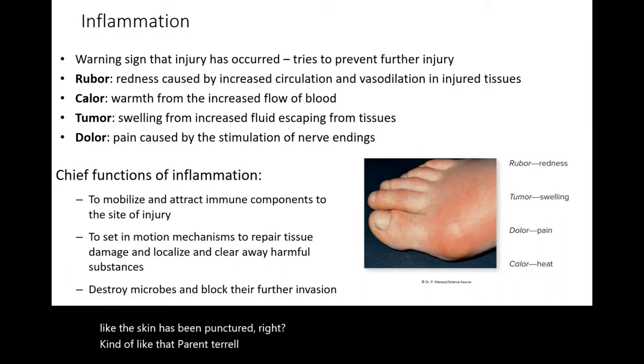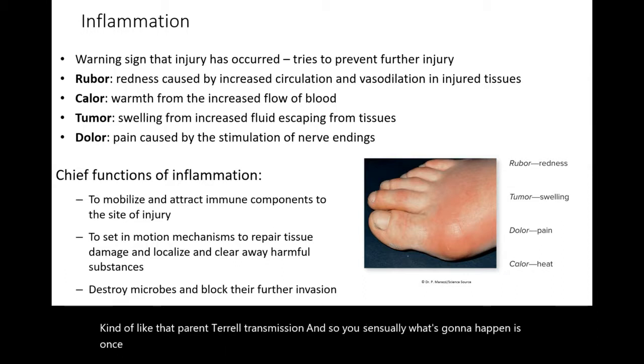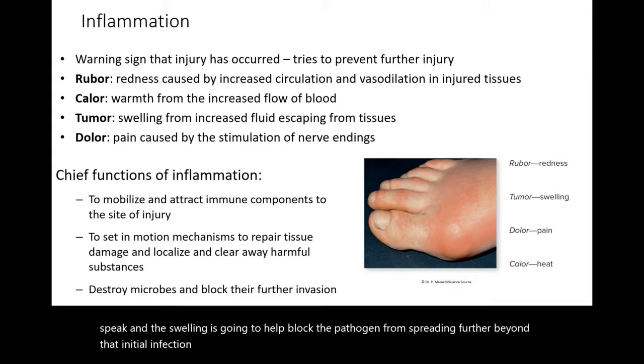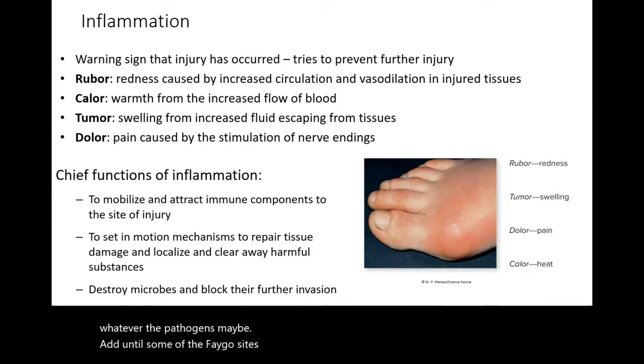And so essentially what's going to happen is once the skin breaks, certain immune cells are going to kind of sound an alarm, so to speak. And the swelling is going to help block the pathogen from spreading further beyond that initial infection point. So that's the goal of inflammation, to immobilize the bacteria or whatever the pathogens may be, until some of the phagocytes can get to the site of infection and clear those pathogens.